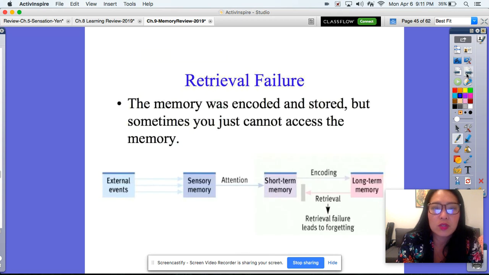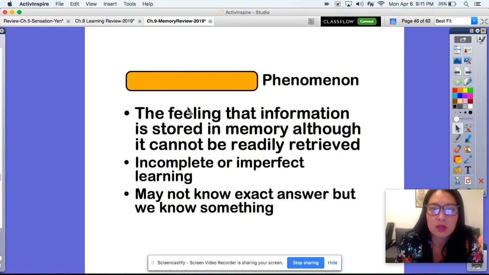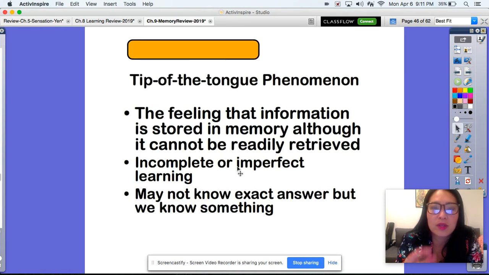Okay, then retrieval failure. The memory was encoded. It was stored, but I simply cannot access it. This is called the tip of the tongue phenomenon, where it's like, oh my gosh, I know it, it's right there, but I just can't spit it out. It's on the tip of my tongue. It's probably because when you first learned the information, it was incomplete or imperfect learning, or maybe you were slightly distracted, but other parts of you were listening and encoding it, just not perfectly. Or it could be that you don't have the right context clues to help you remember.